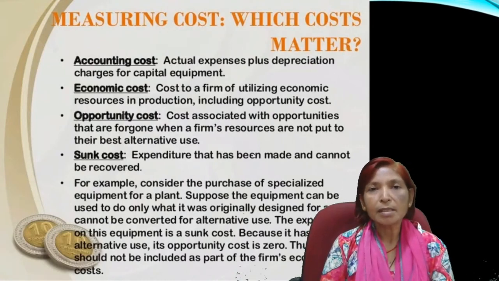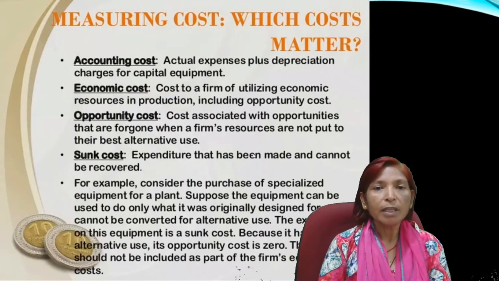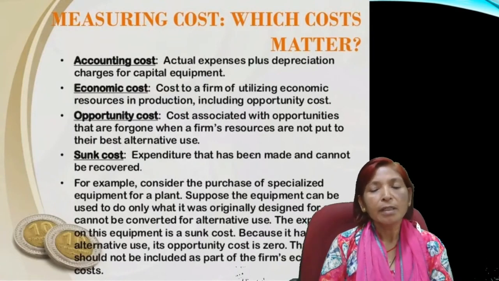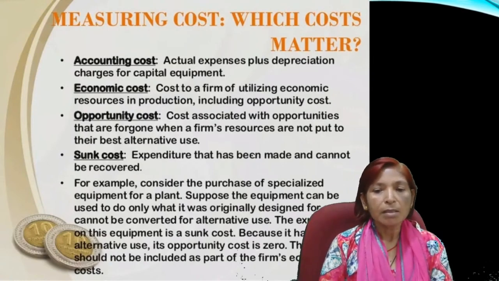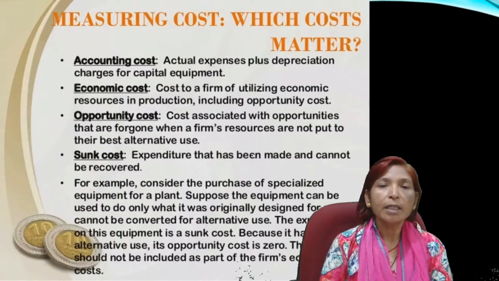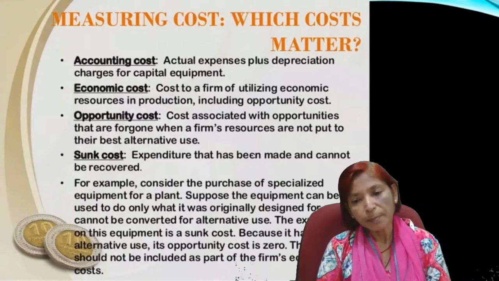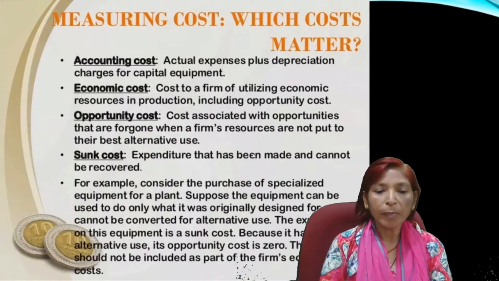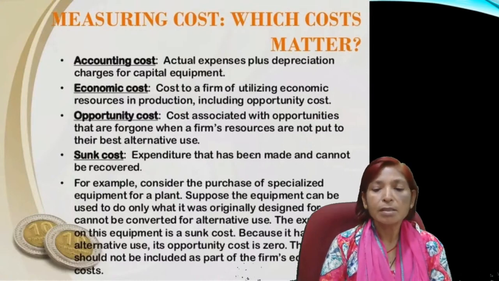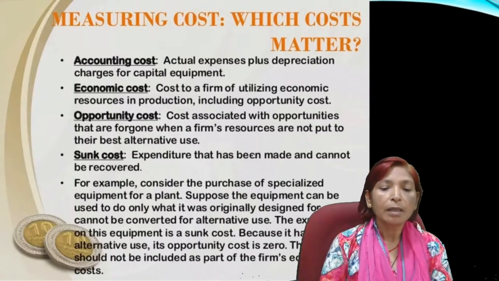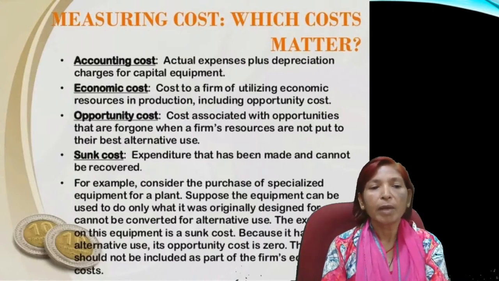And sunk cost is that cost which can't be recovered. For example, consider the purchase of specialized equipment for a plant. Suppose the equipment can be used to do only what it was originally designed for and can't be converted for alternative use. The expenditure on this equipment is called sunk cost because it has no alternative use. So its opportunity cost is zero. Thus, it should not be included as part of the firm's economic cost.